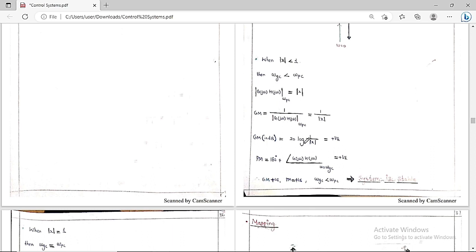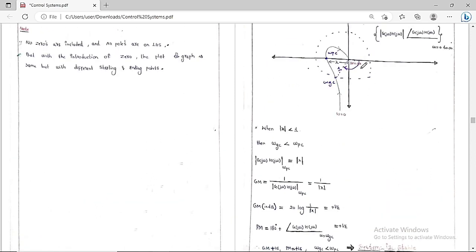So therefore the gain margin is positive as well as the phase margin is also positive. I've already told you, whenever the gain margin is positive, phase margin is positive, and omega gc is less than omega pc, we can say the system is said to be a stable system. So this is for this condition.